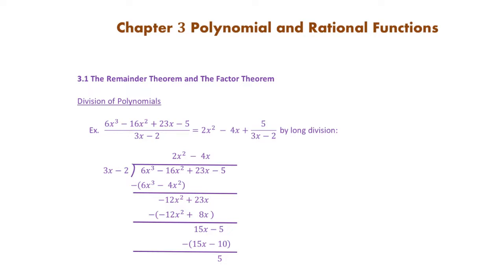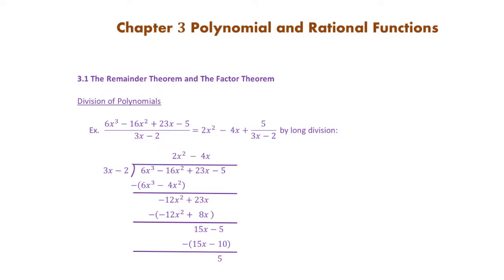And then you move down the next term in the dividend, 23x. All right. So you got negative 12x squared plus 23x. And then you're going to divide the negative 12x squared by 3x. Okay, this is always the way to do it. And then you're going to get the negative 4x. And then you multiply negative 4x by 3x minus 2. So you're going to get the negative 12x squared plus 8x. All right, if you distribute negative 4x. And then you're going to subtract that from the dividend.